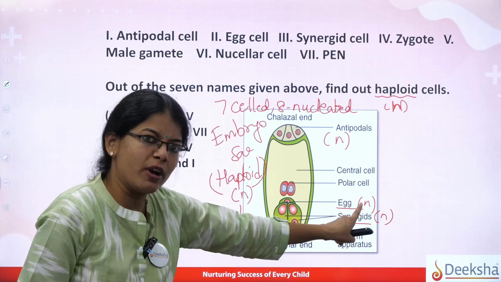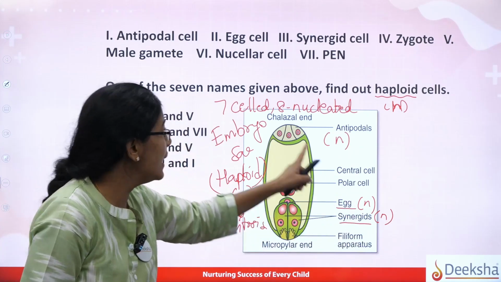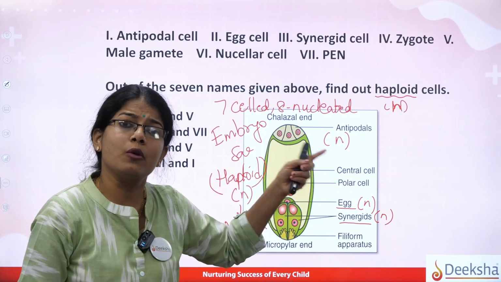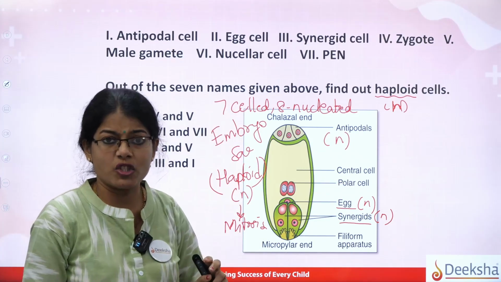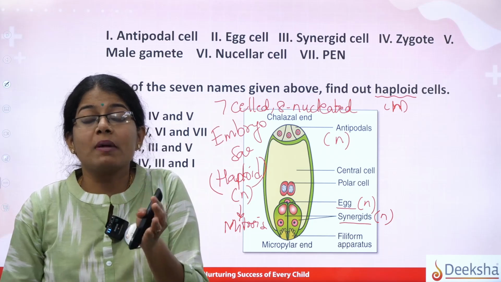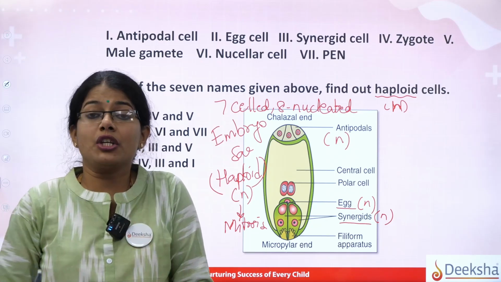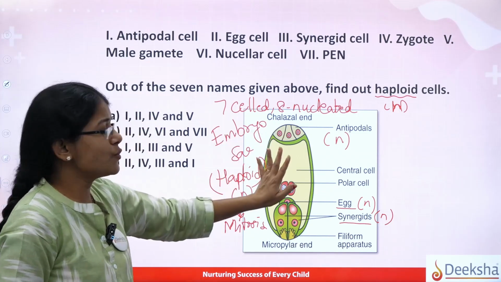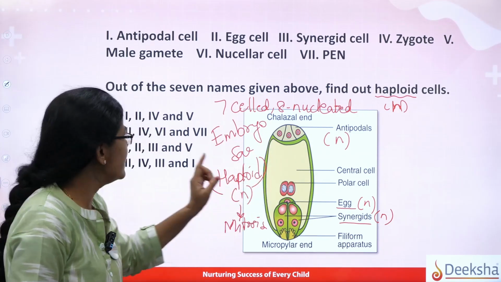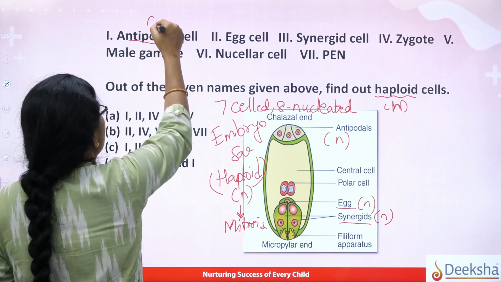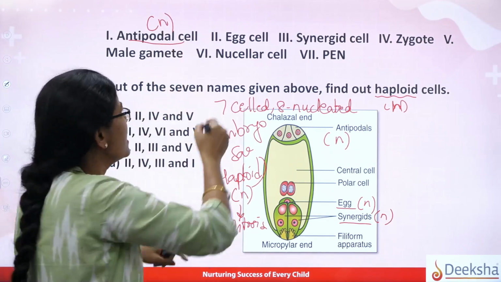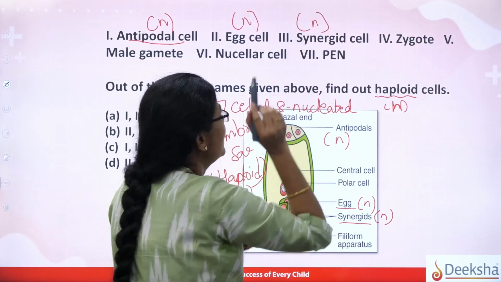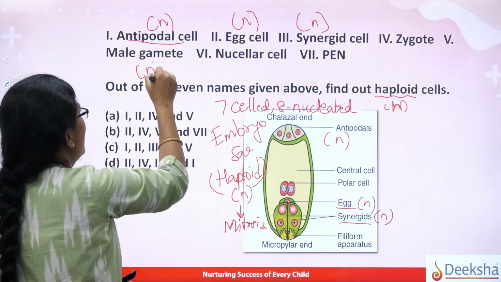Understood now? The egg is haploid, the synergids are also haploid, and the antipodals are haploid. What is present here is the primary endospermic nucleus, which forms after double fertilization. So the PEN is going to be triploid. The nucellar tissue, the nucellus, is going to be diploid. So overall, the haploid cells are the antipodal cells, the egg cell, the synergids, and then the male gamete.